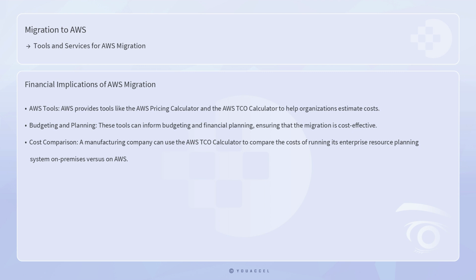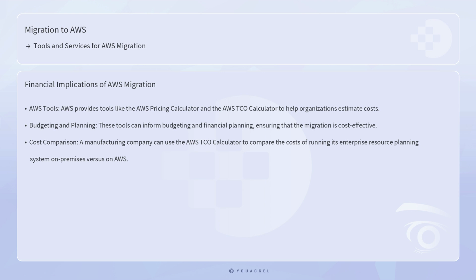It's also important to consider the financial implications of migration. AWS provides tools like the AWS Pricing Calculator and the AWS Total Cost of Ownership Calculator to help organizations estimate the costs associated with running their workloads on AWS compared to on-premises or other cloud environments. These tools can inform budgeting and financial planning, ensuring that the migration is cost-effective.